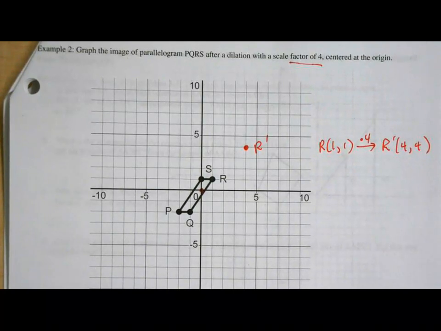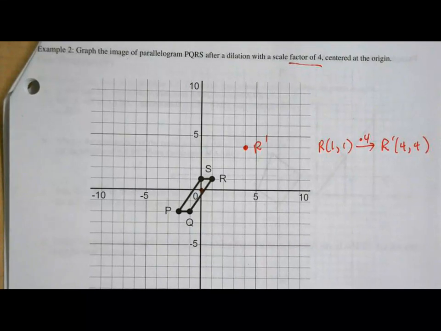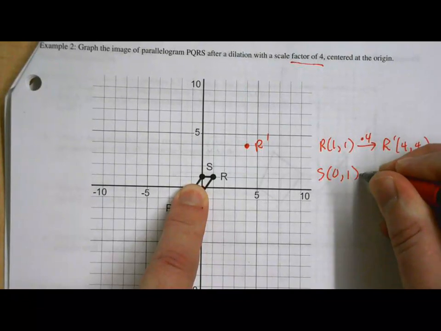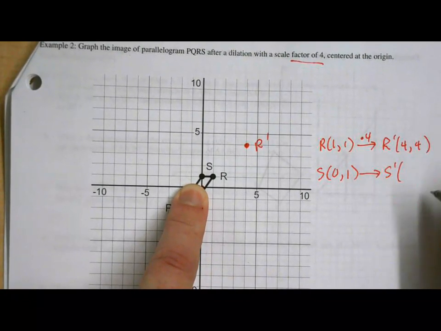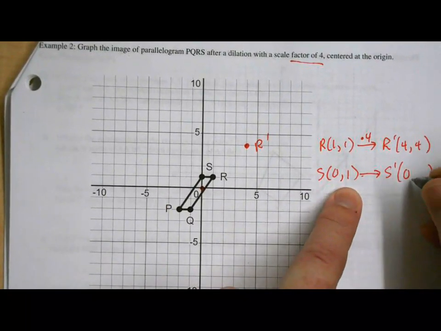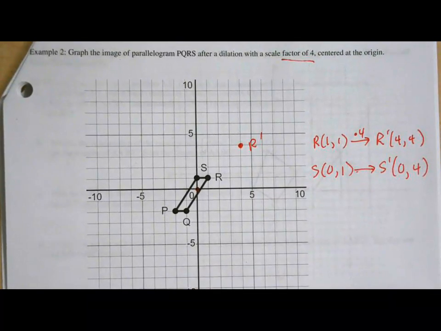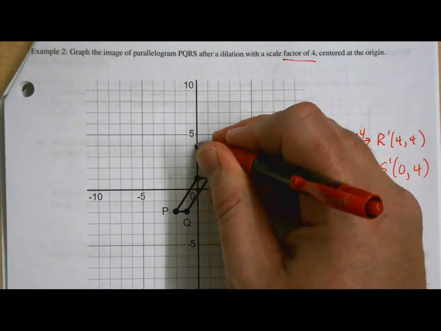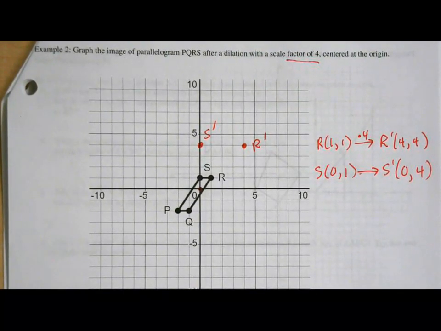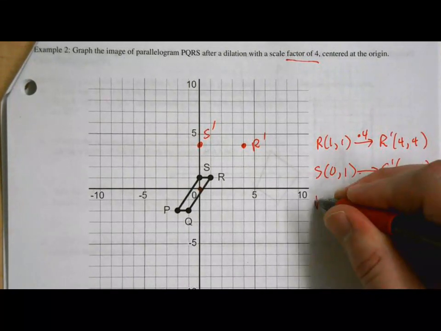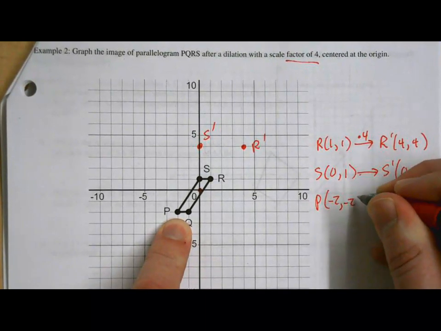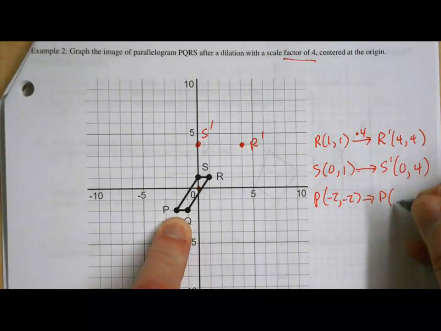So when I'm dilating about the origin, rather than count, I'll actually write down the coordinates and do it this way. S was at 0, 1. So S prime should just multiply both of those times 4. 0 times 4 is 0. 1 times 4 is 4. E was at negative 2, negative 2. Multiply times 4.